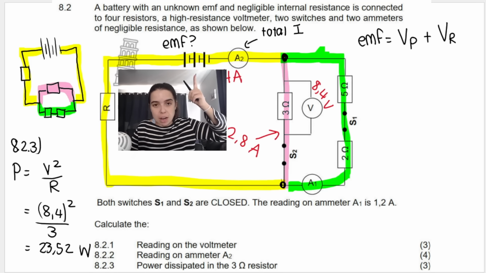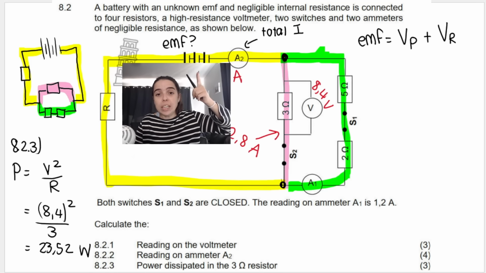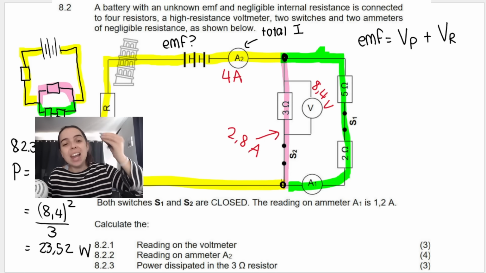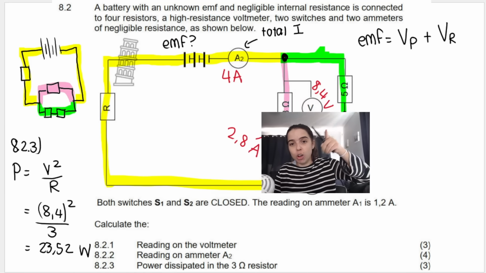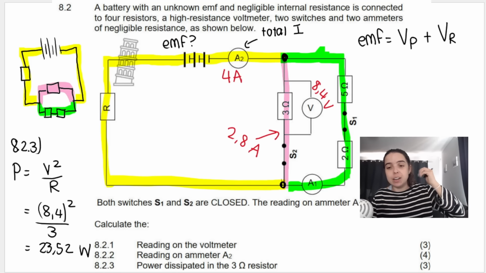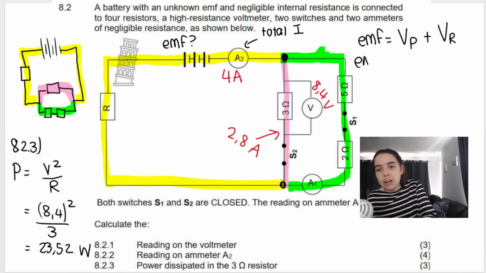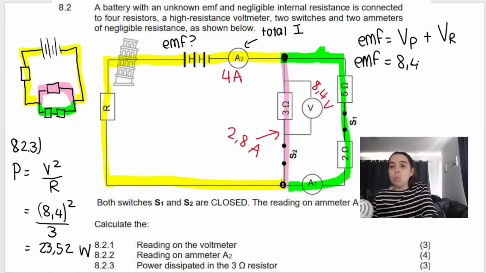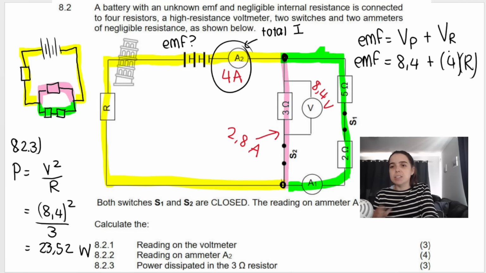So the EMF, the total voltage across the battery, will equal the voltage across this resistor over here, voltage across R, plus the voltage across this parallel combination, which we already know. Remember, it was 8.4. We worked that out in previous questions. So the EMF is equal to 8.4 plus the voltage across R, which is your total current, 4 amperes, times R. Or you could just leave it as VR.